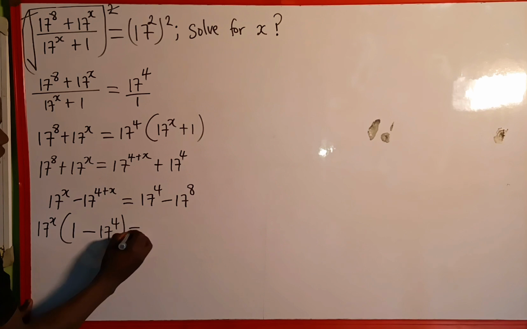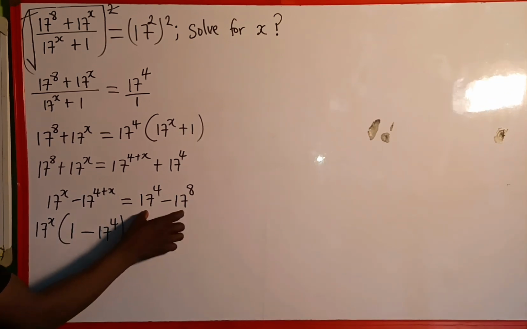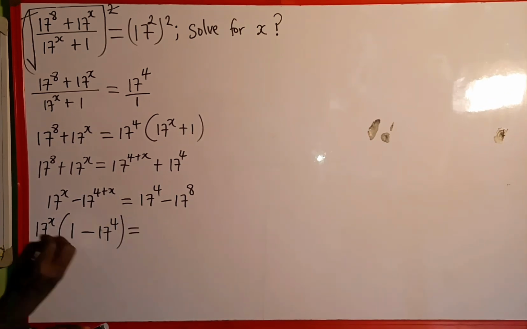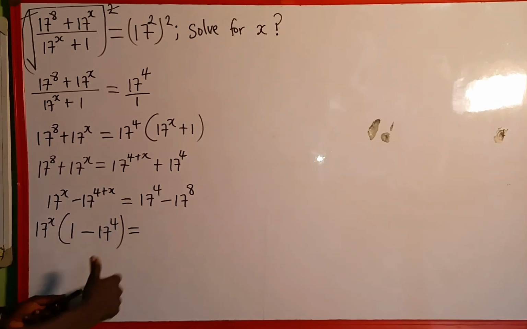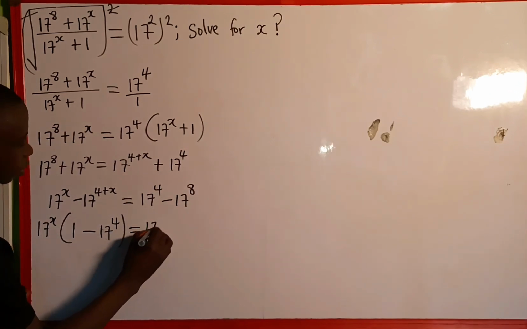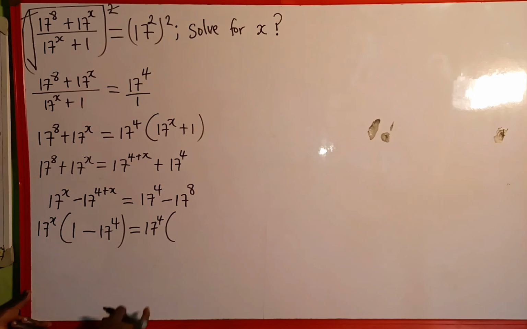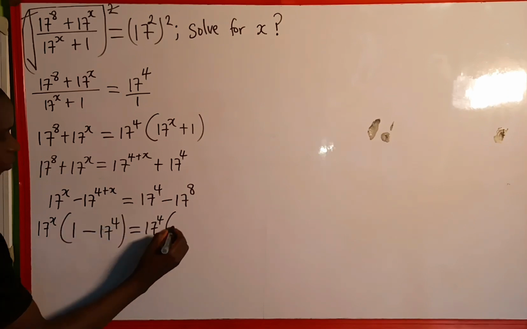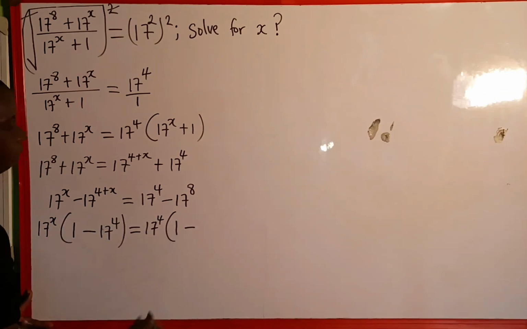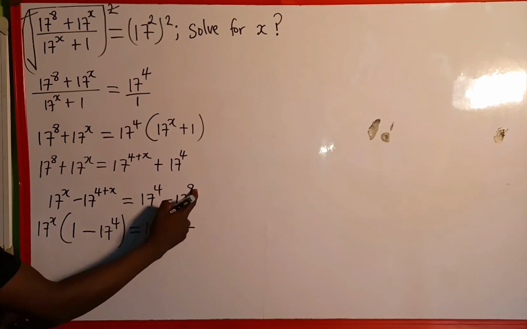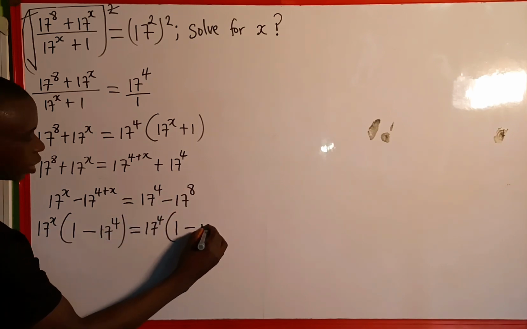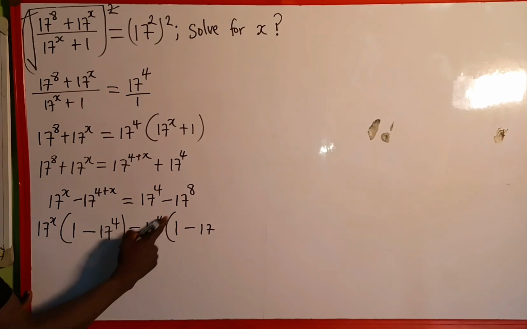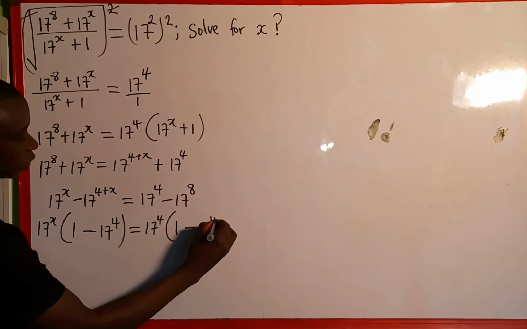Which is equal to, in the right hand side here, we're going to factor out the one with the least exponent, which is this to power 4, because as you can see the bases are the same. So we factor out 17^4, then we open bracket. 17^4 divided by 17^4 will be 1. Then minus 17^8 divided by 17^4. They have the same base, so we just write 17, then we subtract the exponents. 8 minus 4 is the same as 4.